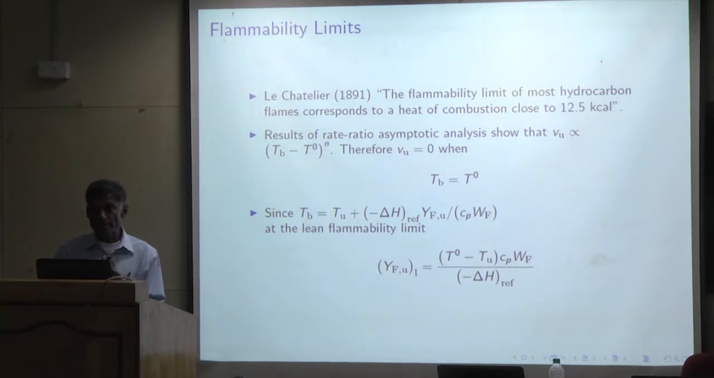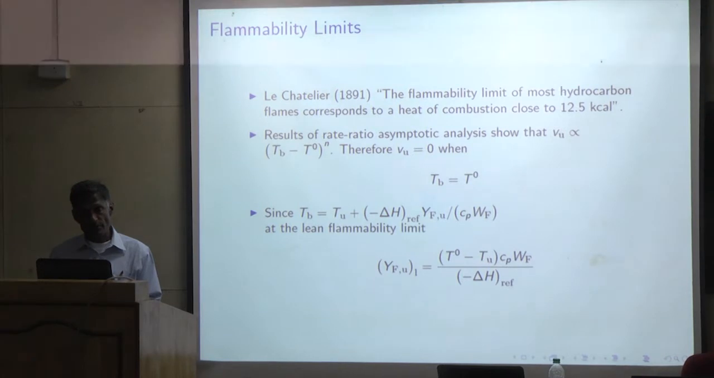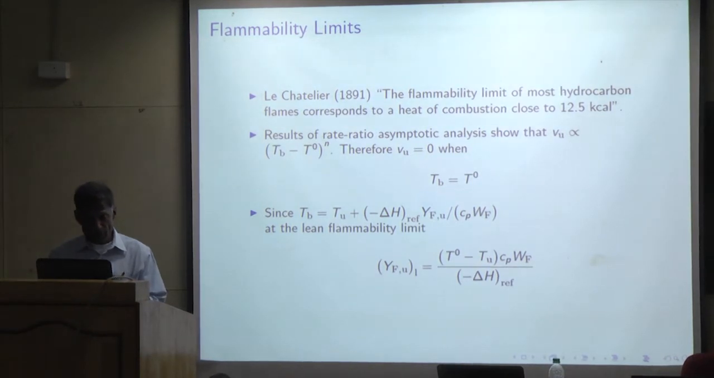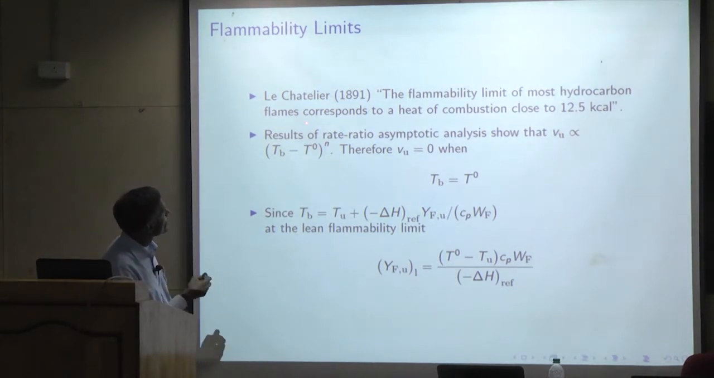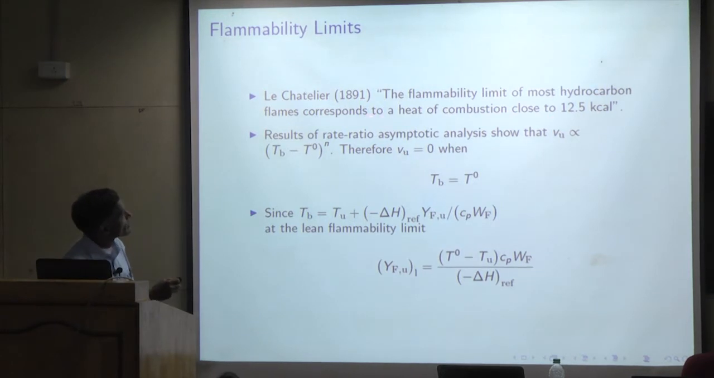If the oxygen is reduced beyond a certain concentration, the flame will not propagate. It is not because of heat losses, it's because there is an intrinsic fundamental limit. Similarly, there exists a rich side as well. So I want to show you how we can obtain the lean flammability limit.